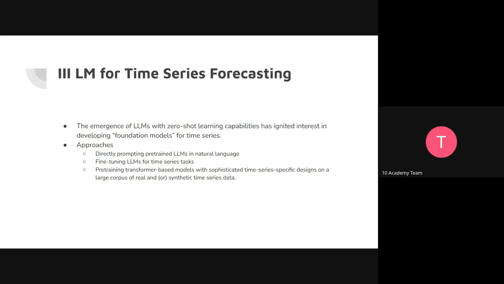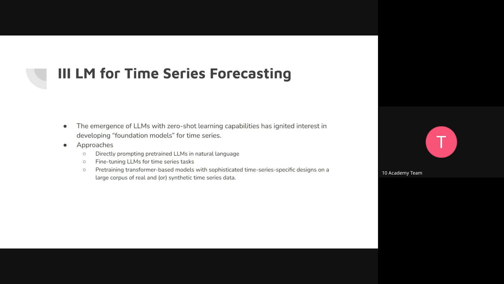Another approach that people have tried so far is fine-tuning LLMs for time series tasks. They take an LLM and fine-tune it with time series data to predict values. That's the same thing that you did with Amharic, you remember, the Amharic language. You fine-tune your model to use on time series data, and you fine-tune it for forecasting, and then you get some kind of model. So this is another way.